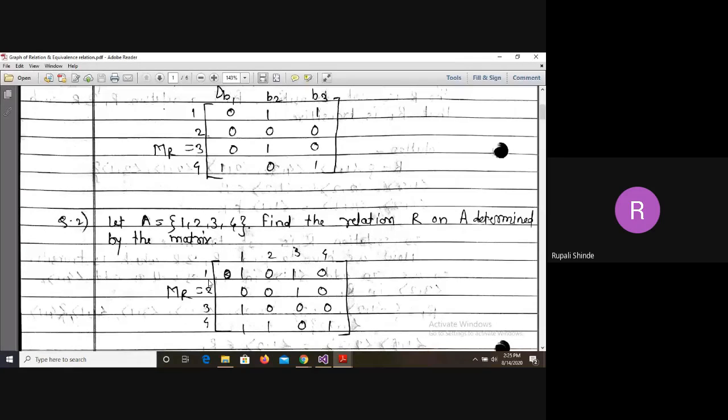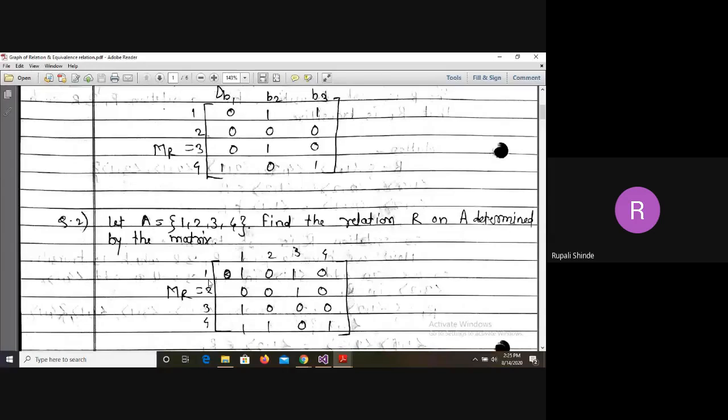Again, relation means what? A set of ordered pairs. It's (1, 1). Second, (1, 3). Then (2, 3). Then (3, 1). Then (4, 1), (4, 2), and (4, 4).